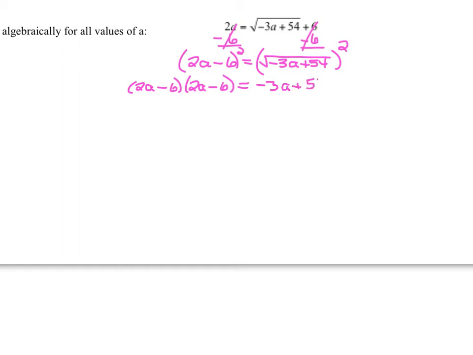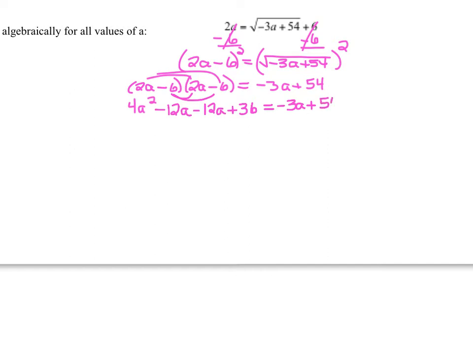So in order to solve this, on the left-hand side of the equation, we're going to double distribute. So 2a times 2a is 4a squared. And then 2a times negative 6 is negative 12a. Then negative 6 times 2a is another negative 12a. And negative 6 times negative 6 is positive 36. And I'll bring down the right-hand side of the equation.